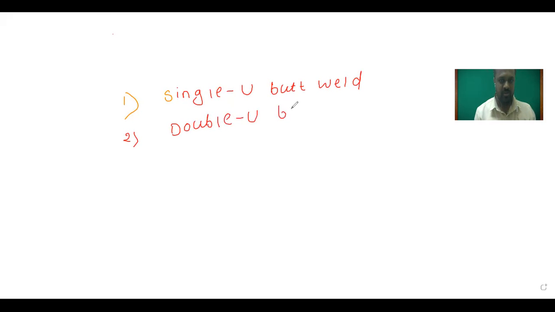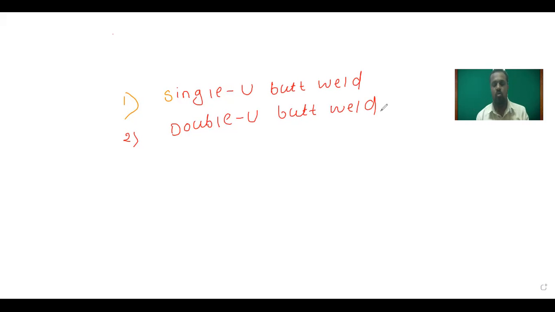First of all, I will draw here the single U and double U butt weld. Single U butt weld. Butt weld and second, double U butt weld. Okay, so see here.